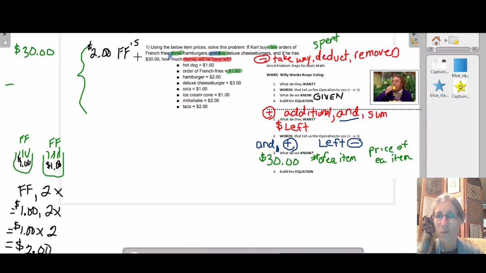So let's go to the next item. So he bought the 2 French fries, 3 hamburgers. So I'm going to draw the picture just like I did with the French fries. And I'll draw 1, 2, 3 hamburgers. And I'll just call them H, H, and H. But let's give each hamburger a value. What is each hamburger worth, or what does it cost?